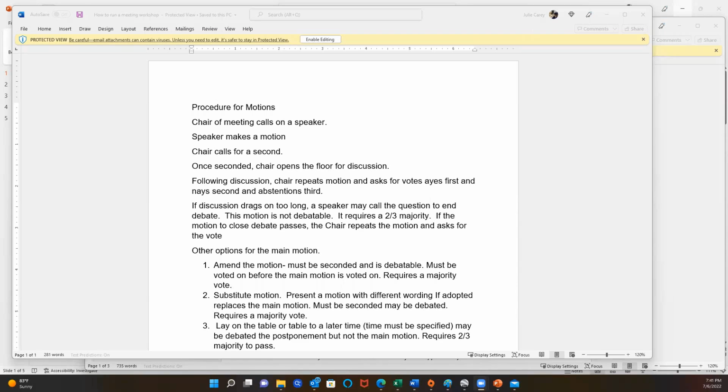But if you do have rules, you should have them in writing. The people who are voting need to have copies of the rules, and you should accept the rules right after you accept the agenda.